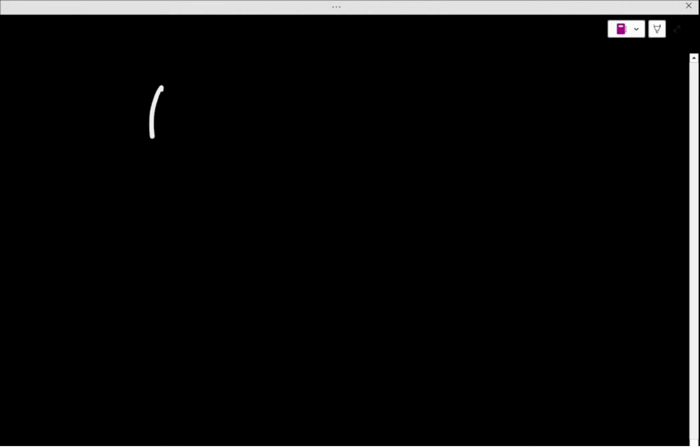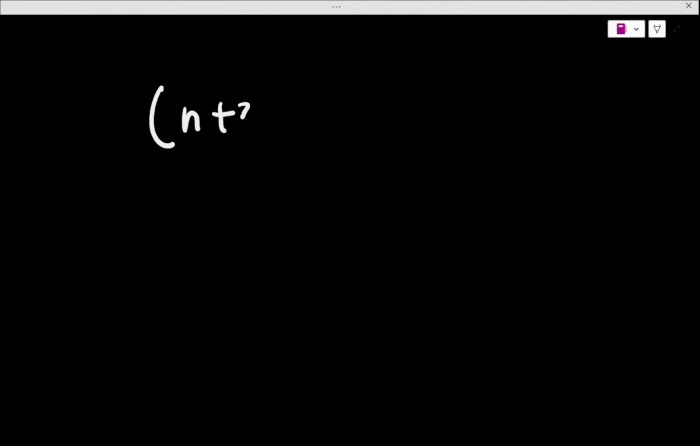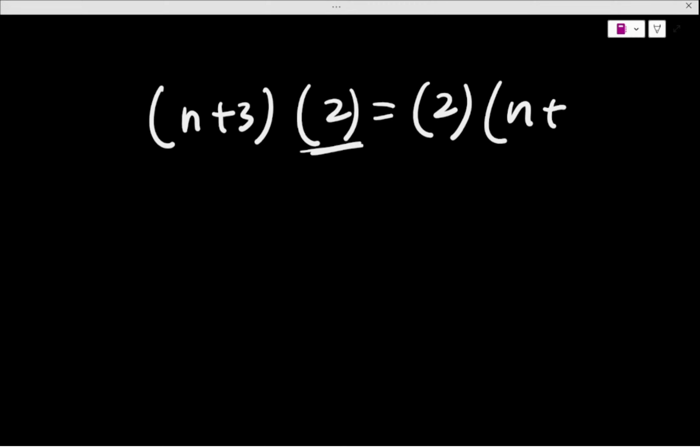First, what is n plus 3 in brackets times 2? Well, like I said, whenever you have this one thing on the other side, don't be afraid. You can always rewrite this expression as this. Remember, a times b is the same as b times a.